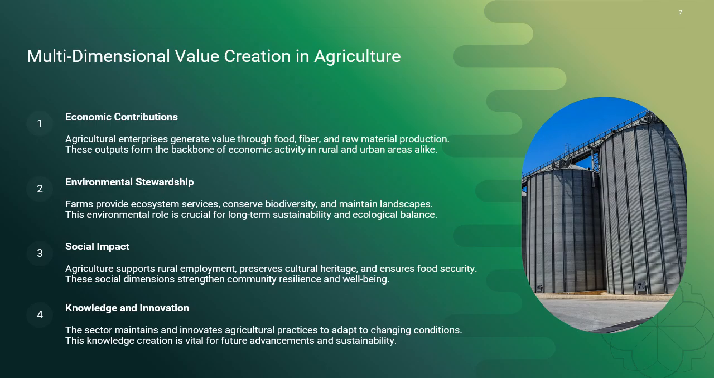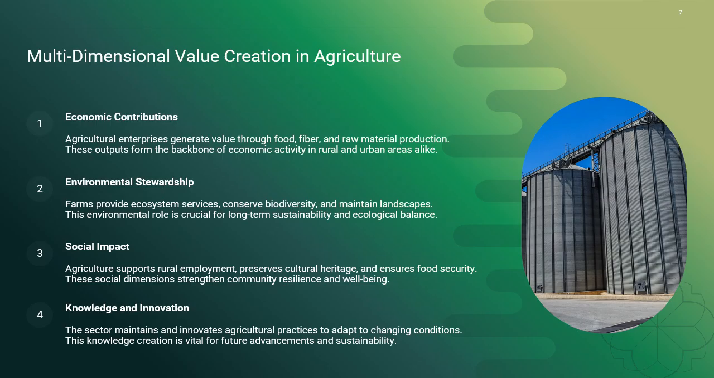Social impact encompasses the broader societal benefits that agricultural enterprises provide. Agriculture supports rural employment, maintaining population in rural areas, and providing livelihood opportunities. It preserves cultural heritage by maintaining traditional practices and landscape features that connect current communities to their history. Agricultural enterprises ensure food security by providing reliable access to nutritious food. These social dimensions strengthen community resilience and well-being, creating value that extends far beyond farm boundaries.